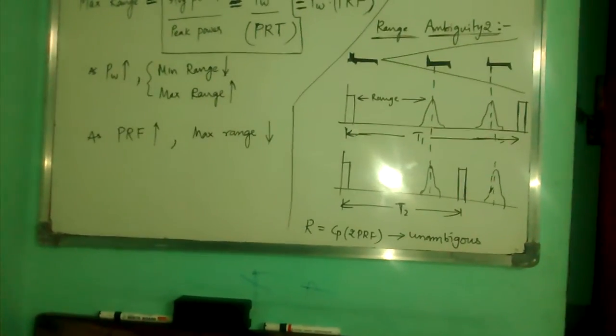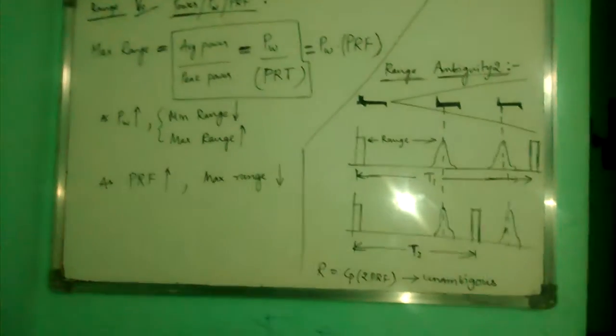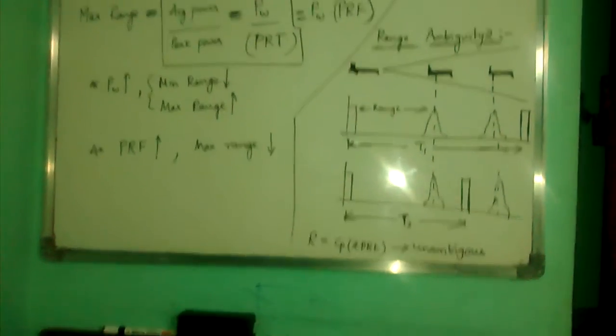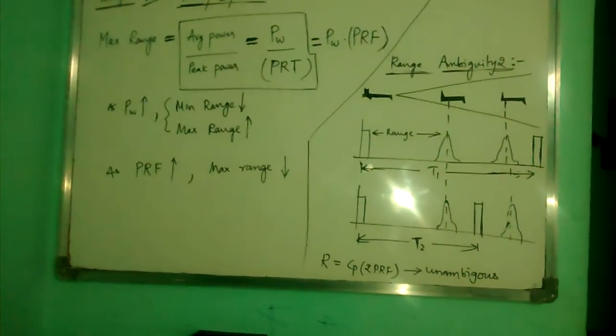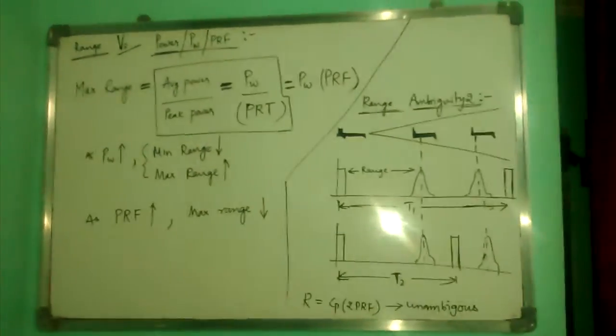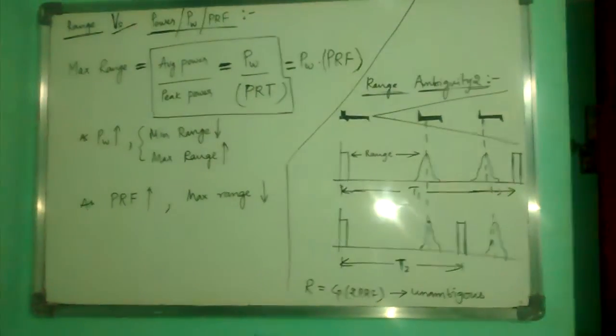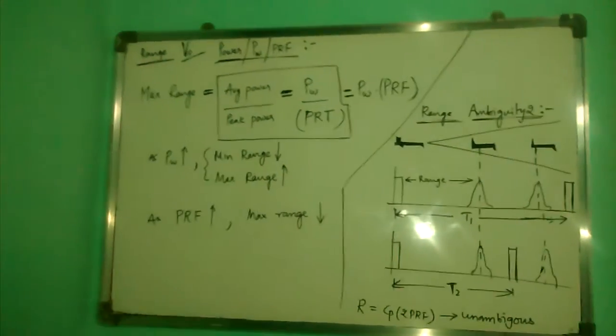we increase the pulse width, what happens is we miss the detection of nearer objects. That means we cannot determine the minimum range of an object or of a target whenever the pulse width is increased. For that duration we cannot measure the range, so gradually the minimum range of the object increases.